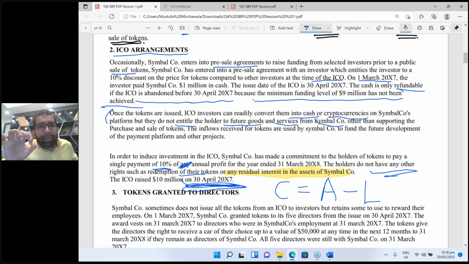So now it's like revenue, the 10 million. See, the ICO raised $10 million on 30th April X7.